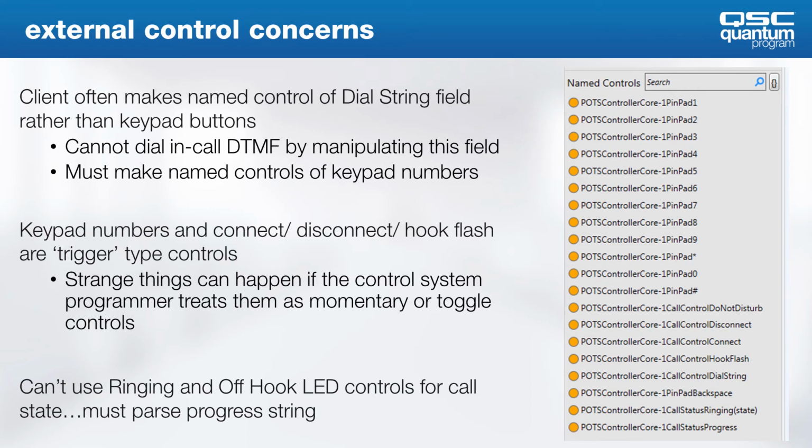Another common problem is the use of the ringing or off-hook LED signals rather than using the dialer's call progress field as the only indicators of call status. We really recommend you create named controls for the call progress fields and then parse that out into the control system to have good data on the status of the telephone interface.